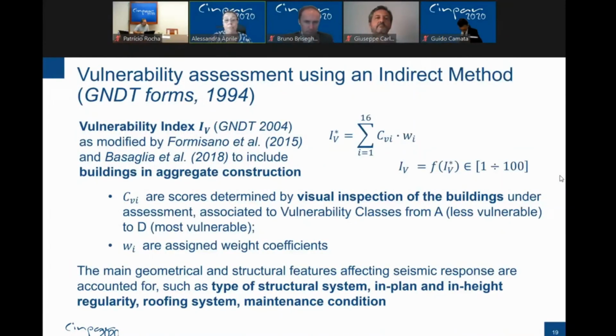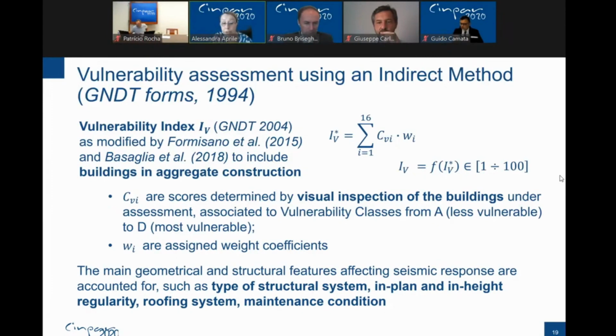So the vulnerability assessment was performed by using an indirect method. And particularly, we computed the vulnerability index as proposed by GNDT forms in 2004, and then modified by many authors in order to include buildings in aggregate construction. So the idea is to compute the vulnerability index by summing up 16 terms that are composed of scores and weight coefficients that are determined by visual inspection of the building. And they are associated to vulnerability classes from A, the least vulnerable, to D, the most vulnerable.